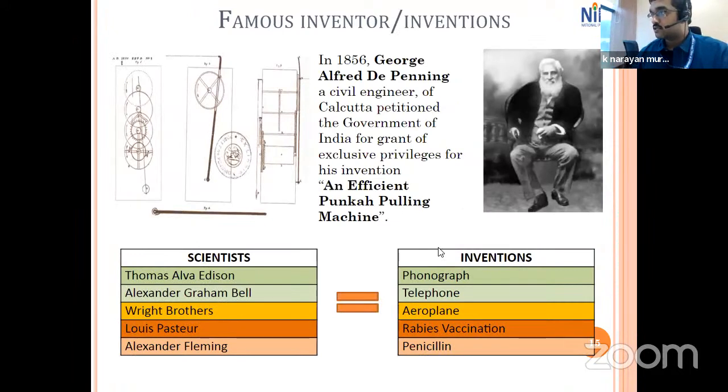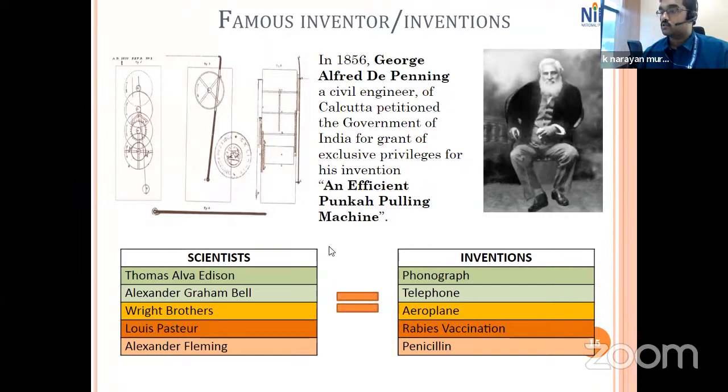Some history facts over here. This person, George Alfred DePenning, was the first person to get a patent. At that time, there was no examiner of patents and no controller of patents before independence. The Viceroy of India or Governor General of India was the examiner cum controller of patents. He used to examine those applications and then grant them patents. George Alfred DePenning was the first person to get a patent for an efficient Panka pulling machine.